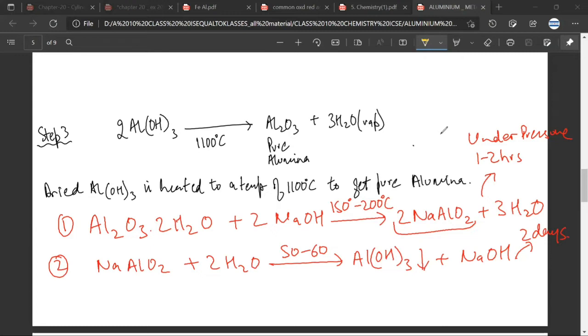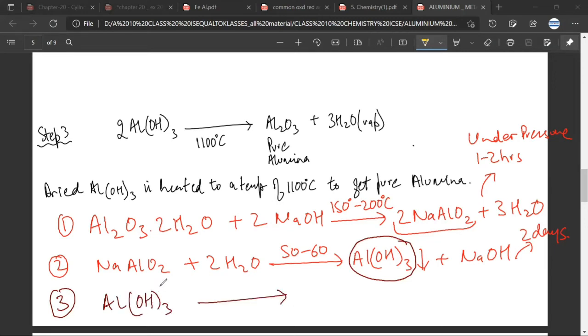Now the third process that you can see is, you take this aluminium hydroxide and you subject it to very high temperature, so that it leaves this water which is trapped inside. You burn this at 1100 degrees Celsius so that you get Al2O3. This is the reaction that I am repeating. That's 3H2O, and this H2O is vaporized. Any doubt here? No. So basically, this is the production of alumina.